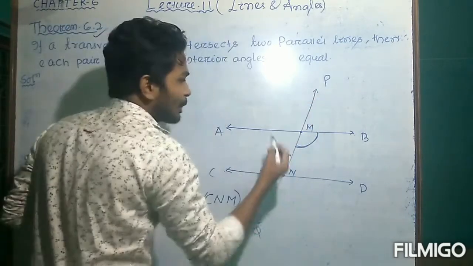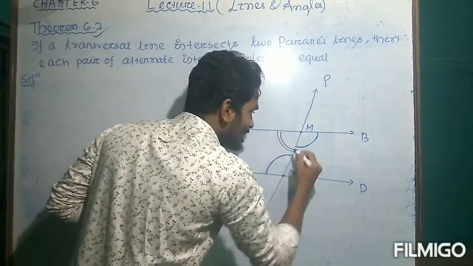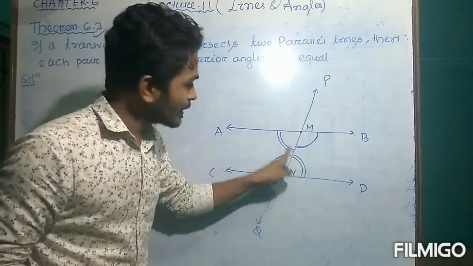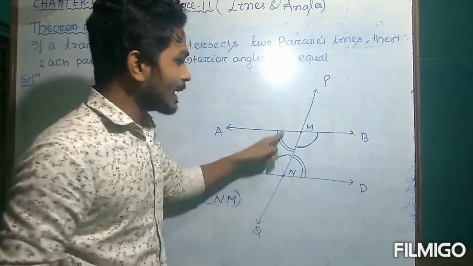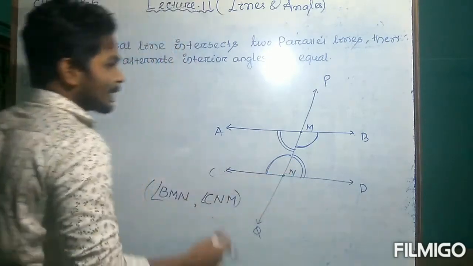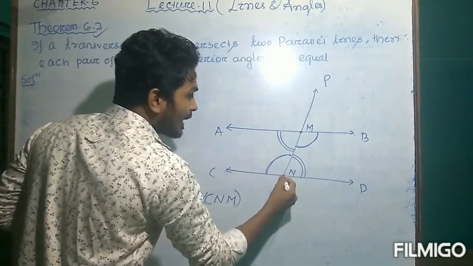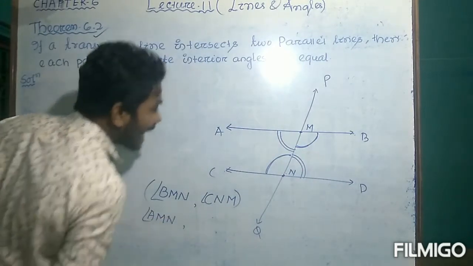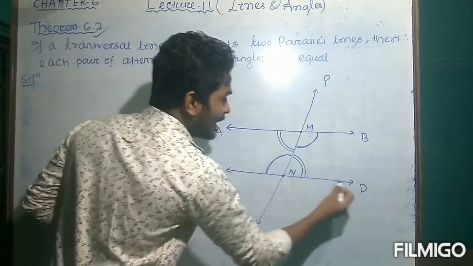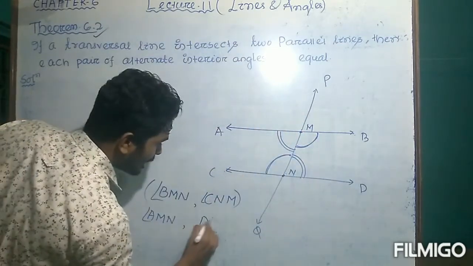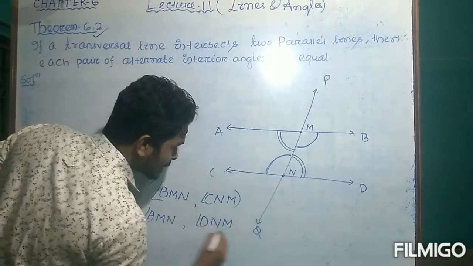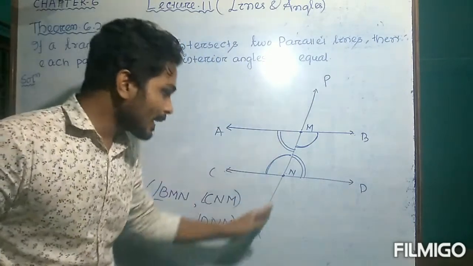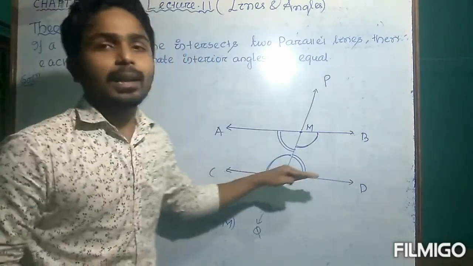Now let us find the second pair. This angle and this angle are also an alternate interior pair. They also lie on opposite sides, and they are interior and non-adjacent. So you can write AMN, this angle, and this angle is DNM. So as a whole we have two pairs of alternate interior angles when a transversal line intersects two parallel lines.